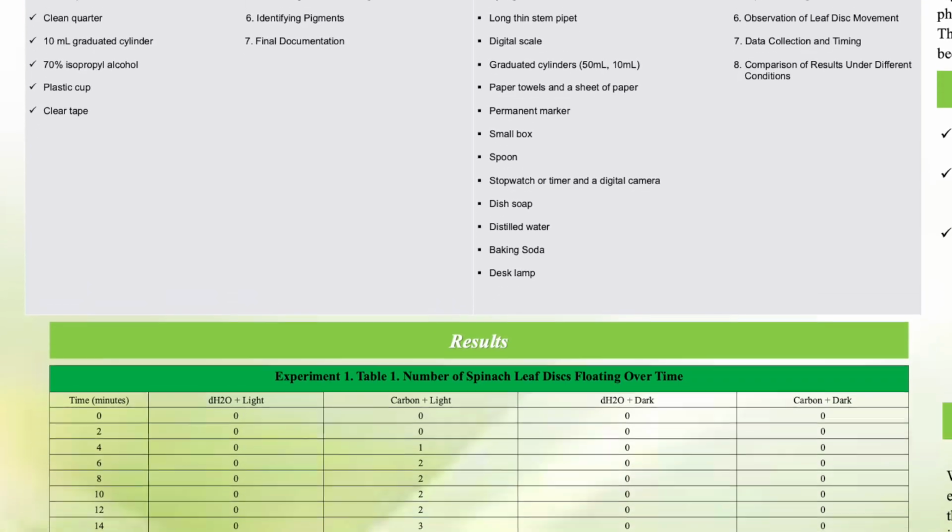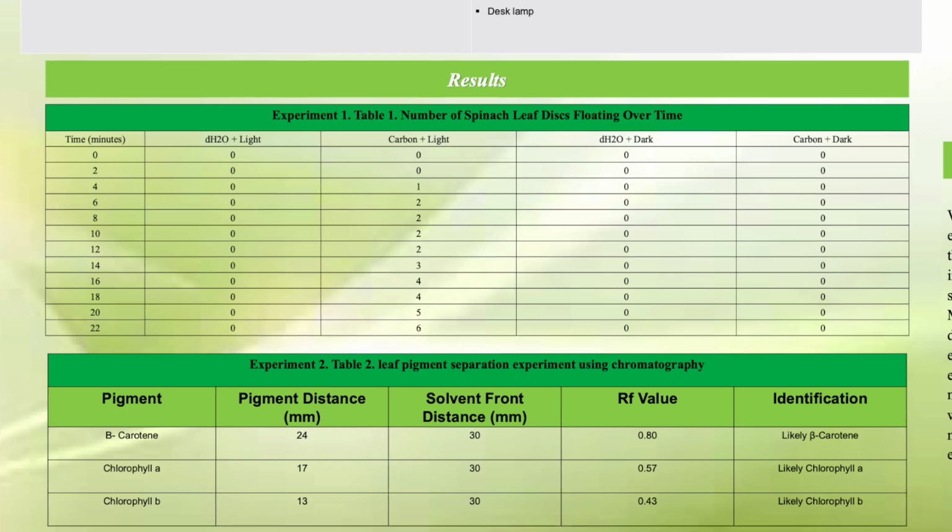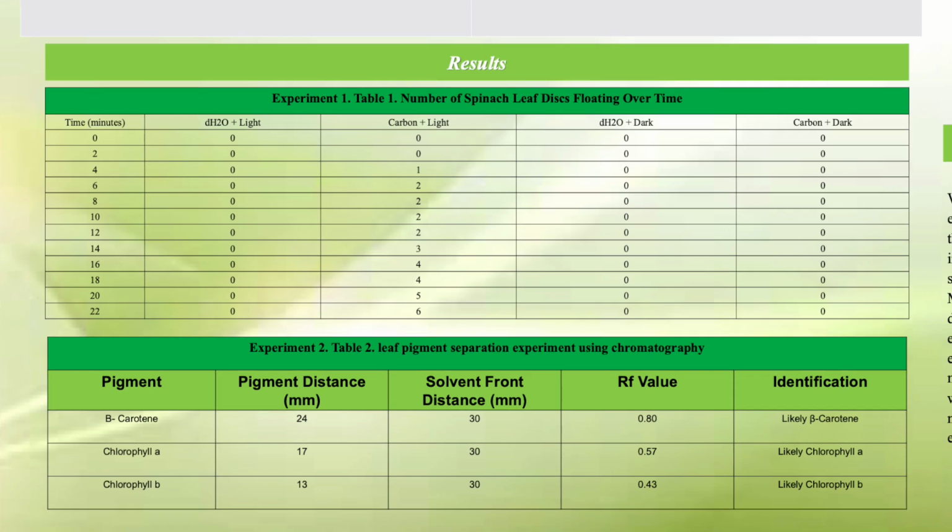After 30 minutes, we took the papers out, identified the pigments, and calculated the RF values. These tables show the results of both experiments, including the RF values for our pigmentation experiment. If you'd like, pause now to analyze these results.